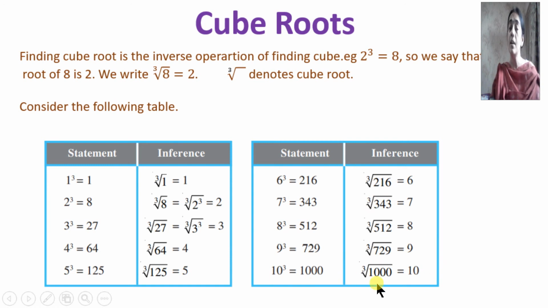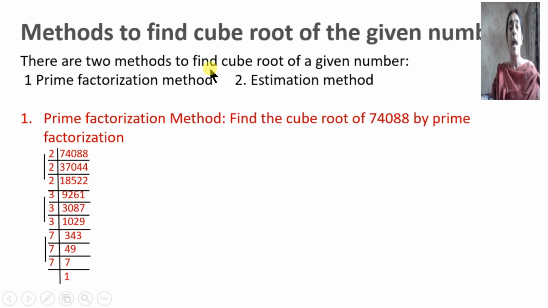But bigger numbers, how to find the cube root? For that there are two methods. One method is prime factorization method and another method is estimation method. So there are two methods to find the cube root of a given number. First method, prime factorization method, which is similar to the prime factorization method of square root, and estimation method. Let's take the first method, which is prime factorization method.